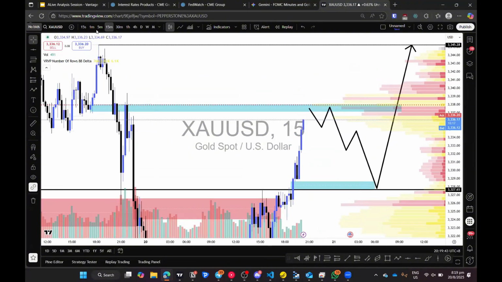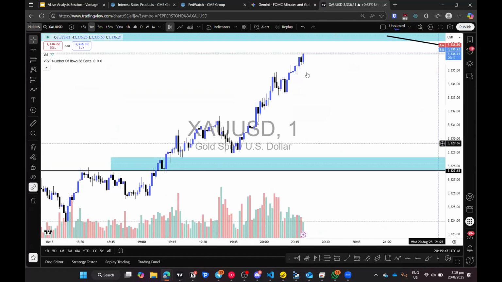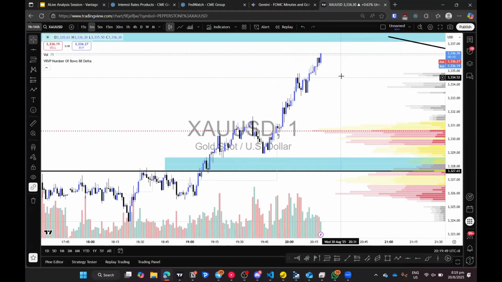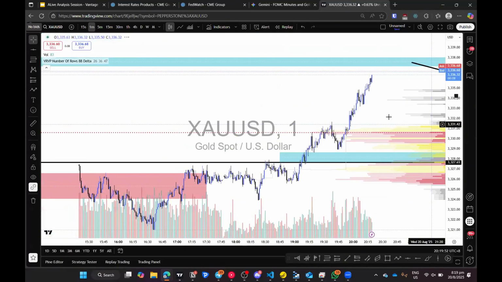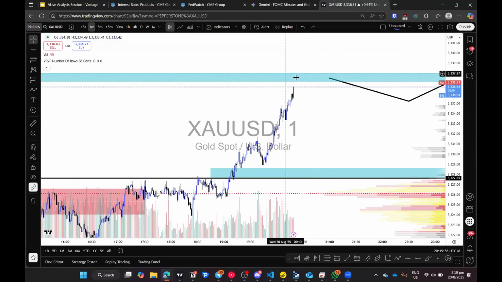Okay, so as you can see, coming in here 5 minutes or even down to the 1 minute, you can see very little resistance from the sellers. So as long as there's very little resistance from the sellers, you can probably see that the selling will only take place at this level here.